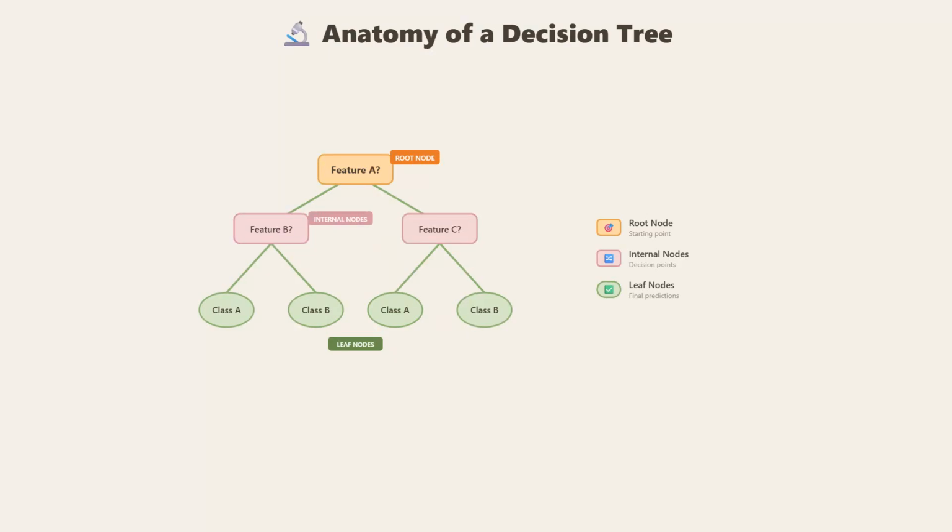Connecting all these nodes are the branches, highlighted in green. Branches represent the outcomes of each decision, typically yes on one side and no on the other. Think of them as pathways that guide data through the tree. Finally, at the bottom, we have leaf nodes, shown as green ovals. Leaf nodes are where predictions happen. They don't ask any more questions, instead they simply output a class label or a value. Every path through the tree ends at a leaf node.